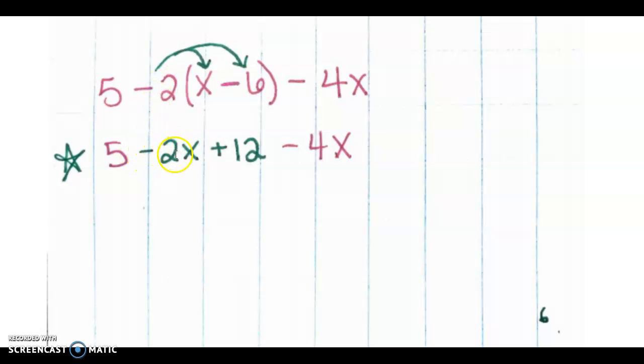So you're going to take this -2 and multiply by x. -2 times x is -2x. You're going to take this -2 and multiply by -6. -2 times -6 is +12. And then the -4x here is just an extra term. It's not in the parentheses, so we don't want to do anything to it. We leave it as it is, -4x. So be very, very careful with these examples. It'll come up again and again.